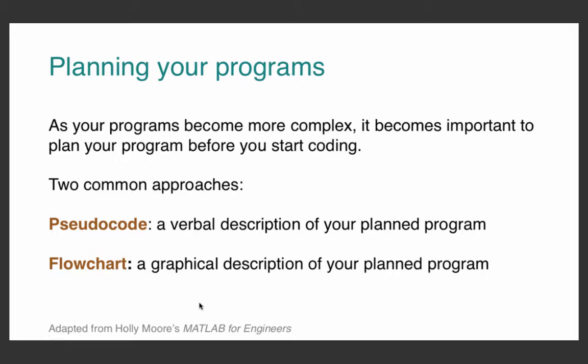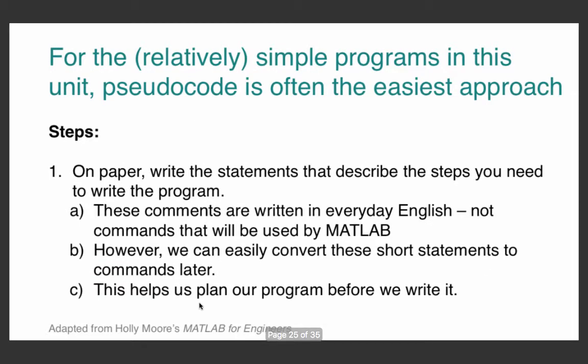As your programs become more complex, it becomes important to plan your program before you just start sitting down and writing code. Two common approaches are pseudocode, which is a verbal description of your planned program. So you just write what your program does in prose, English or whatever your native language is, that's fine. A flowchart is a graphical description of your planned program. For the relatively simple programs in this unit, pseudocode is often the easiest or the most appropriate approach.